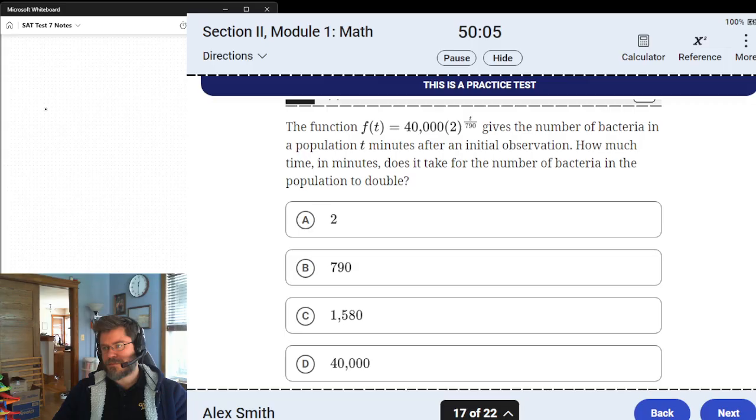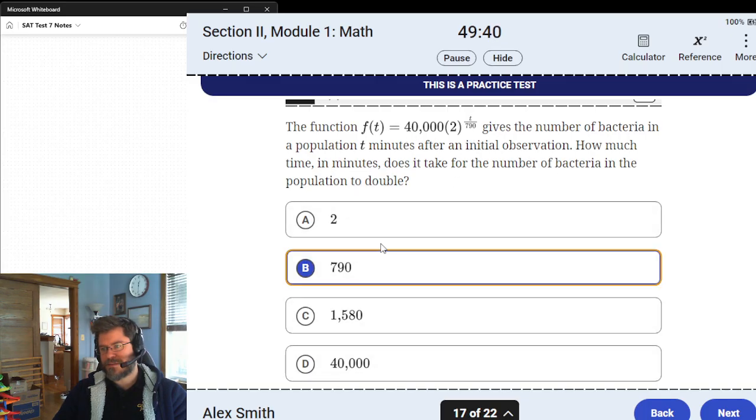All right, our first exponential function, you see it right there in the middle of the page. Leading term is the y-intercept. 2 is the rate of growth, so we're beginning at 40,000. 2 is the rate of growth, and it happens once every 790 periods of time, I guess minutes. That's what they give us here. How much time in minutes does it take for the number of bacteria to double? Well, that's exactly what we just said, 790. I'm going to explain this one a little bit more. The standard form of an exponential function is a equals p times 1 plus or minus r to the tx.